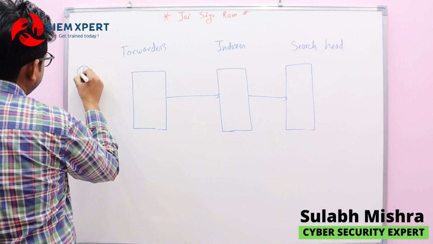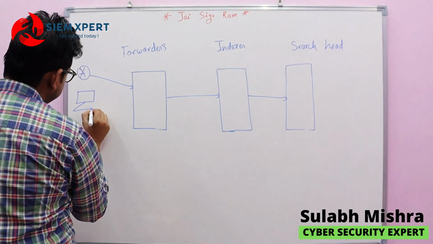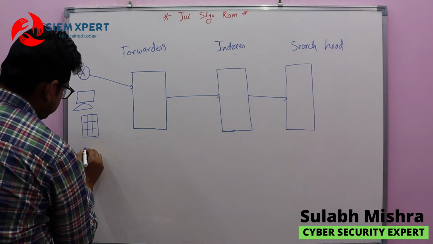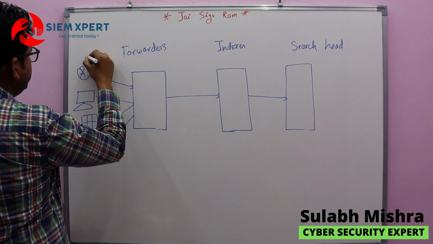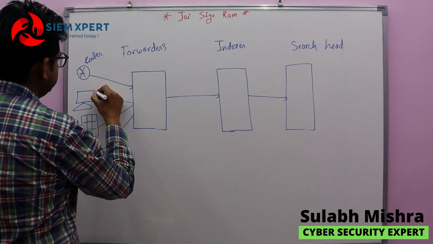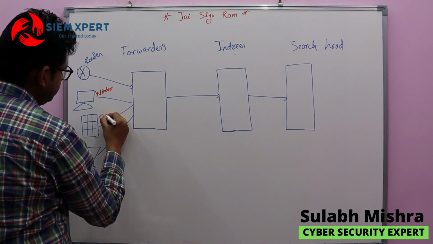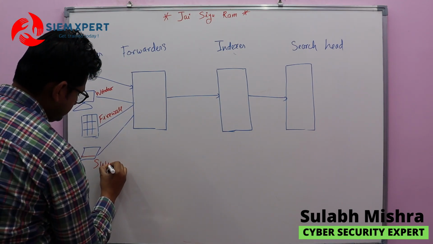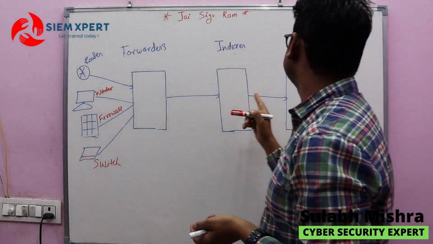So let me draw other things as well. So this is router, Windows server or systems, let's say firewall, switch, right? So there are three components: forwarders, indexer, and search head.